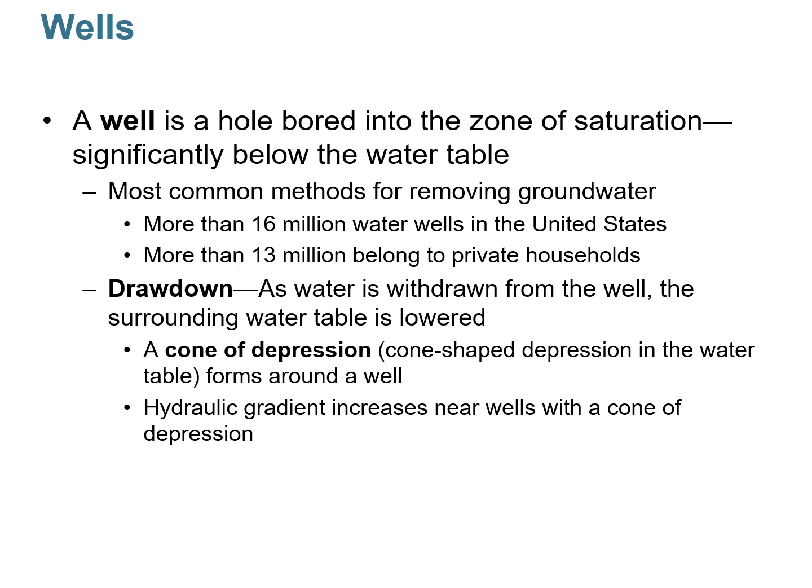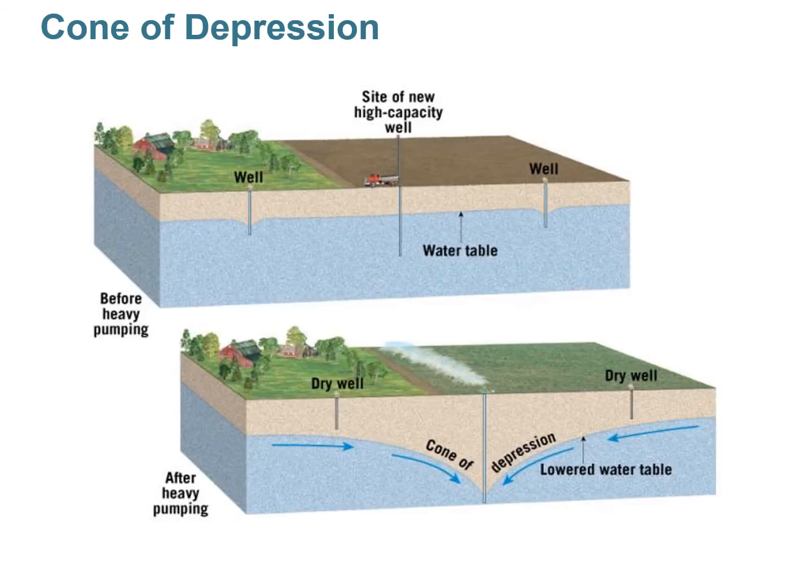If you draw out too much water from your well, that can cause a drawdown. And what that does is that lowers the local water table and creates a cone of depression. Okay, and that lowers the local water table so much so that you can actually run your well dry in some cases. Let's take an example here.